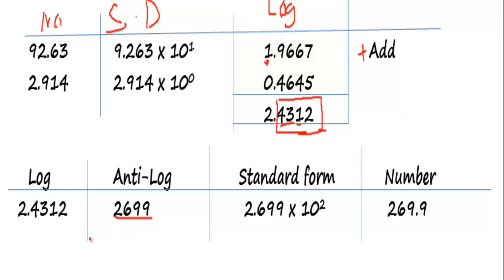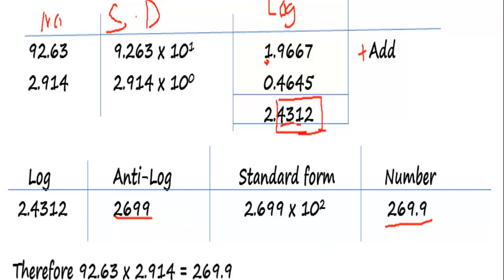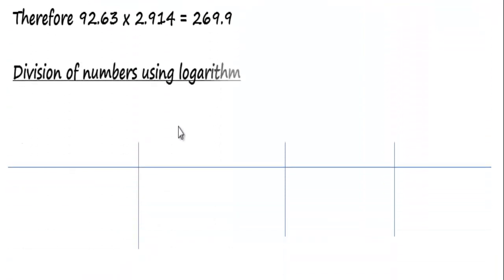When you get 2699, are you following? You know the character is what? 2, which is now going to be 2.699 times 10 raised to power 2. And then when you say 2.699 times 10 raised to power 2 in ordinary form, it is going to be what? 269.9. Am I communicating? Okay, so let's move on. Therefore, 92.63 times 2.914 equals 269.9. Let's go to division of numbers using logarithm.